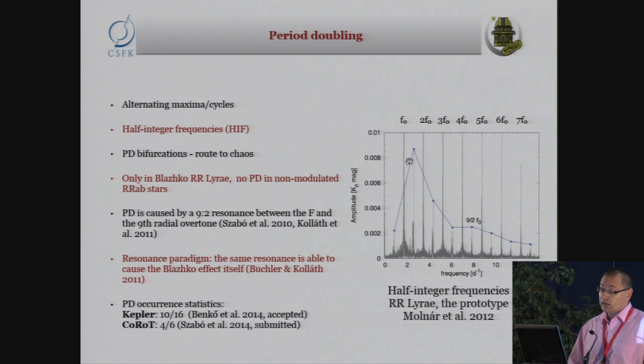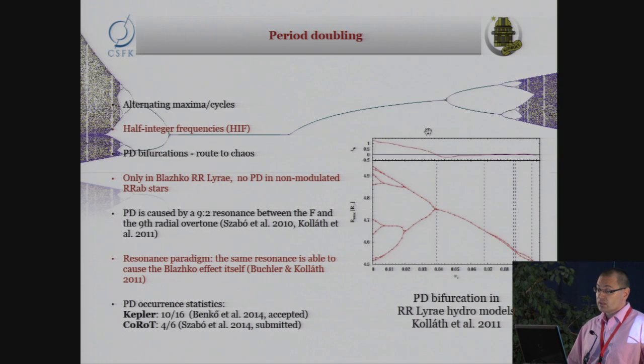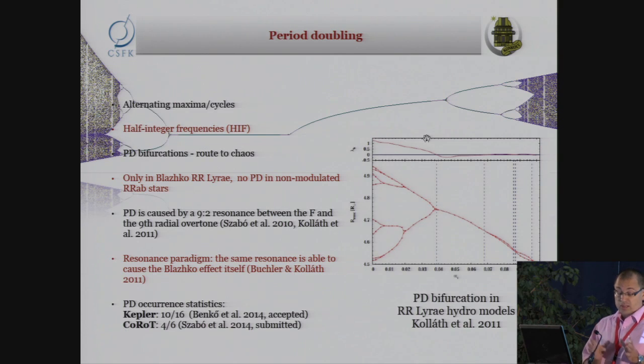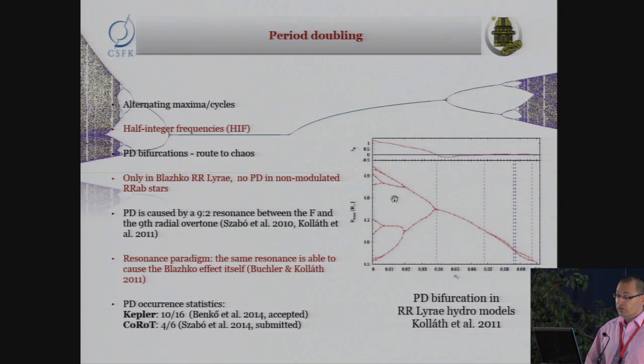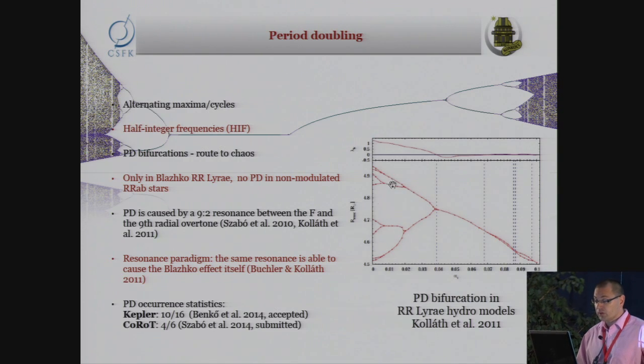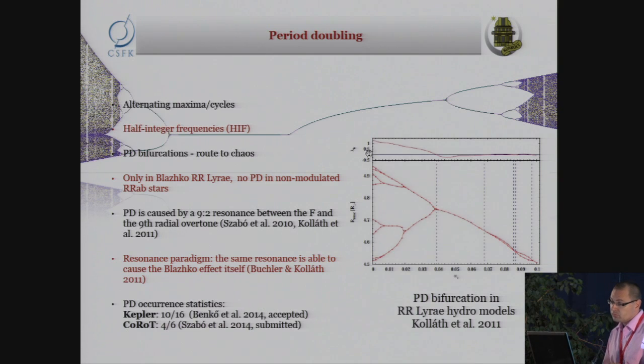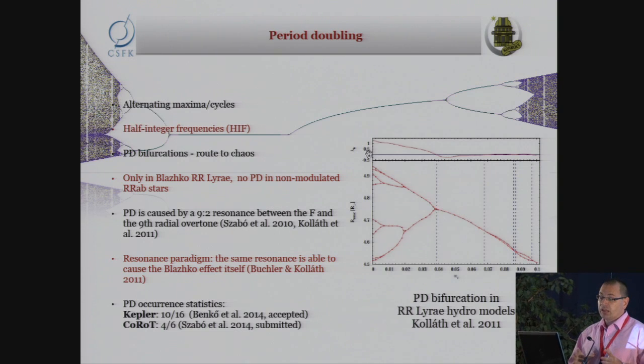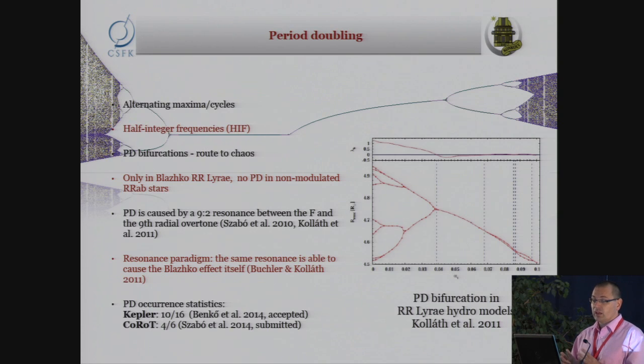So period doubling bifurcations are very important for many reasons. One is that this is the way to go from regular pulsations to chaos. So that's what you see in our models here, where the real dynamical thing, period doubling bifurcations, are happening right here. The other important thing is that period doubling and the Blazhko modulation are intimately connected. So we see period doubling only in Blazhko modulated stars, and none of the non-modulated stars show period doubling, even to the precision of Kepler and CoRoT. So this is a very strict relationship.